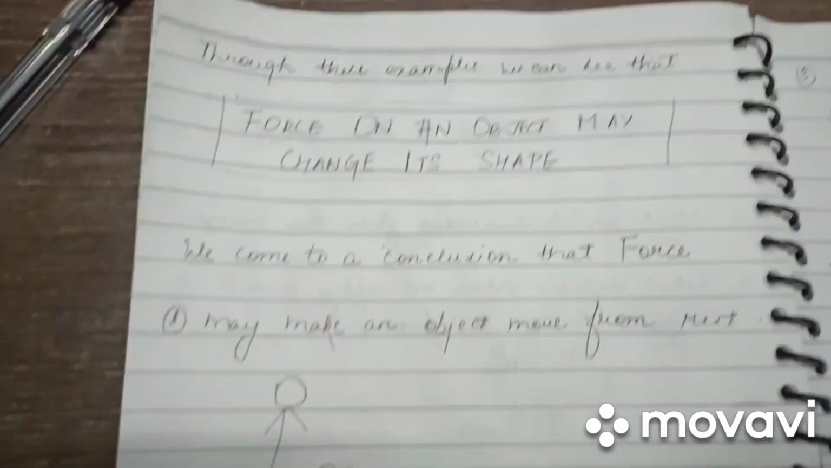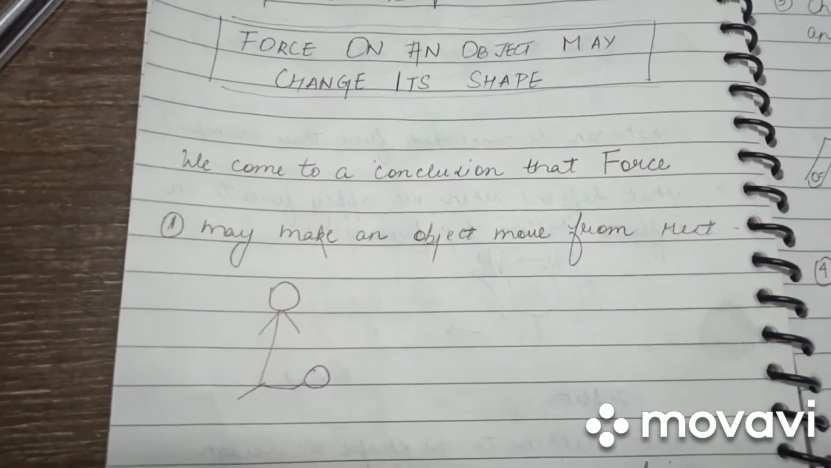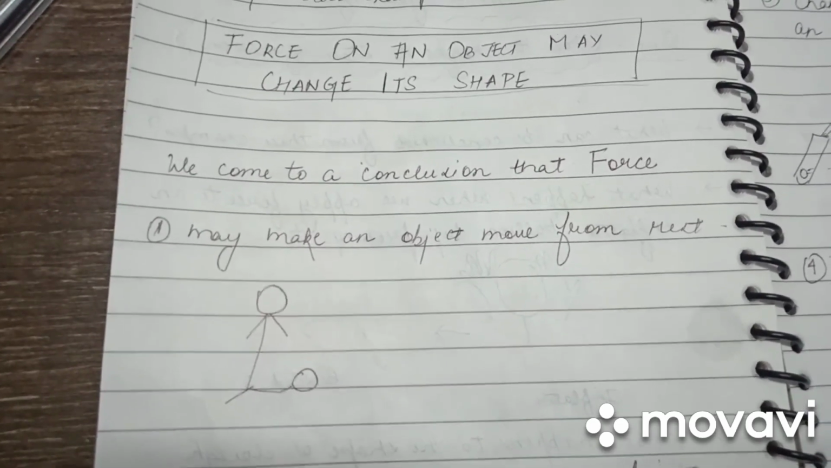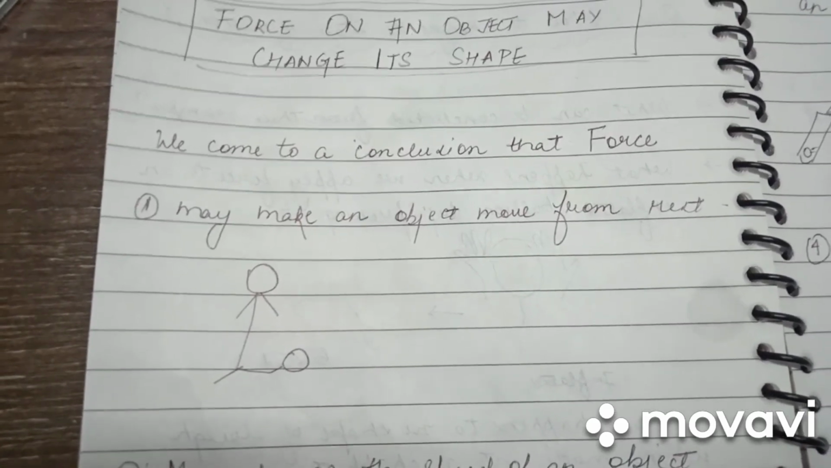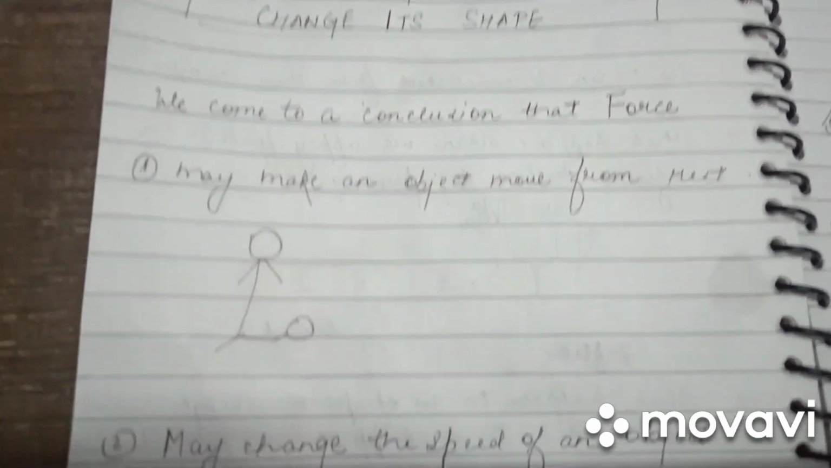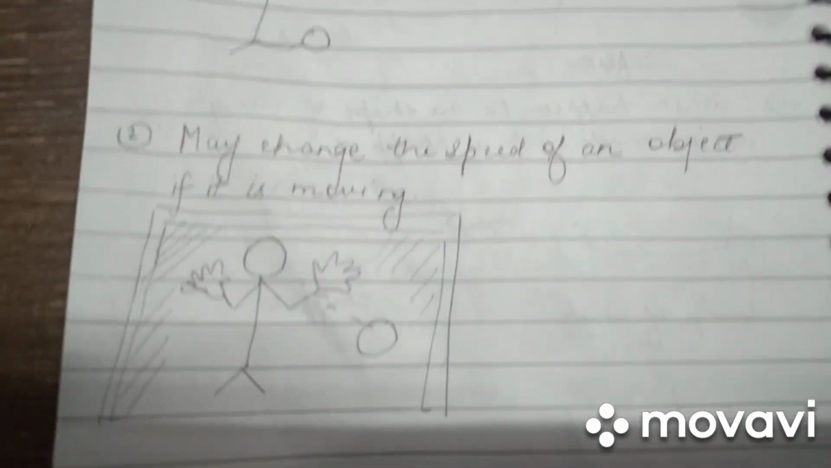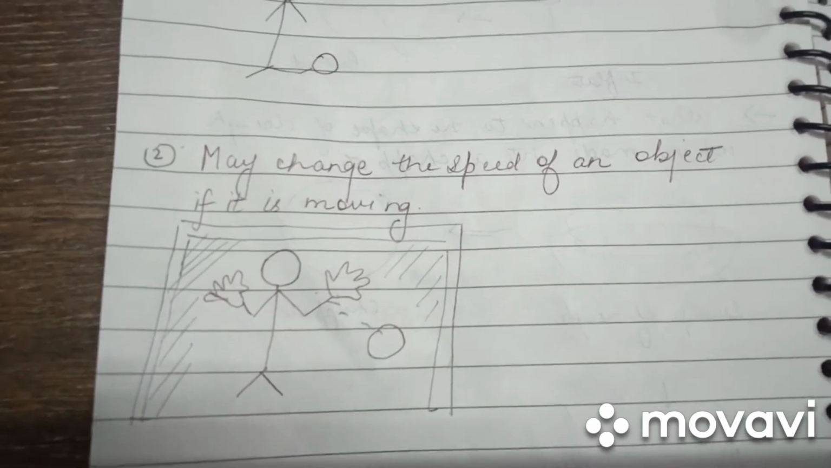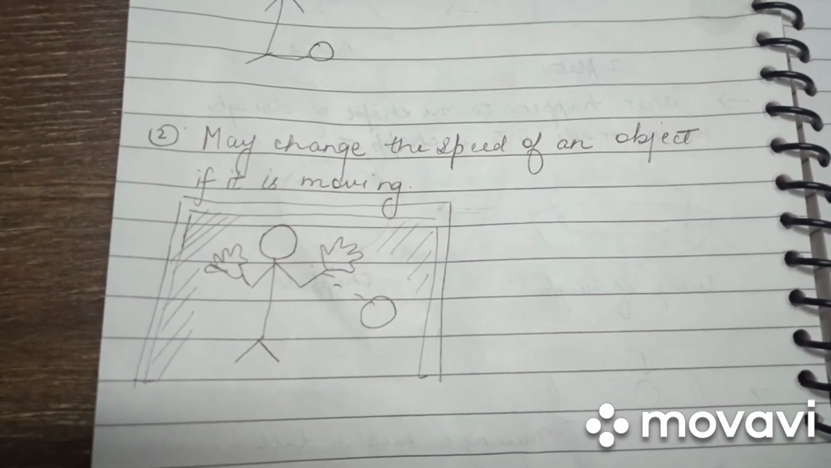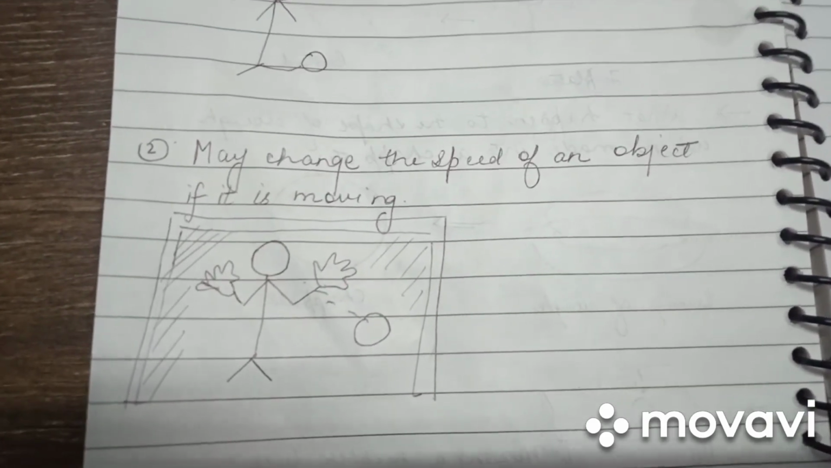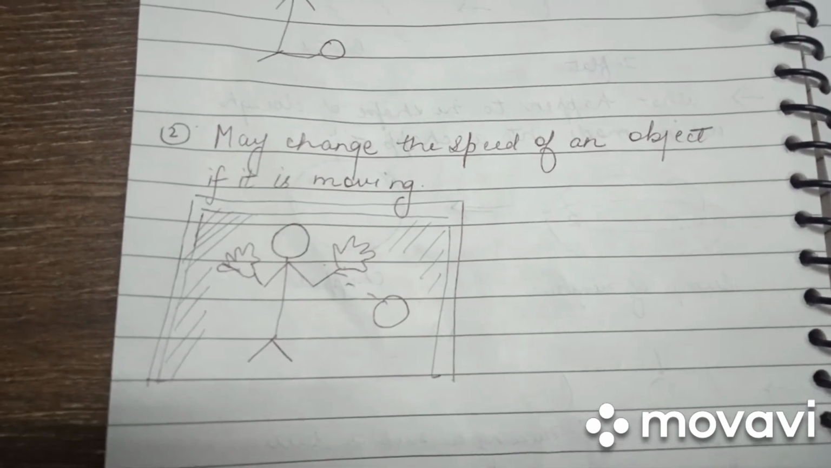We come to a conclusion that force may make an object move from rest. When a footballer tries to kick the ball, it is initially at a state of rest. But as soon as the footballer applies a force to the ball, it comes to a state of motion. Force may change the speed of an object if it's moving. Considering the example of a goalkeeper who tries to stop the ball with his hand: as soon as the goalkeeper catches the ball, it retards the speed of the ball, which results in reduction of its speed and eventually to a state of rest.